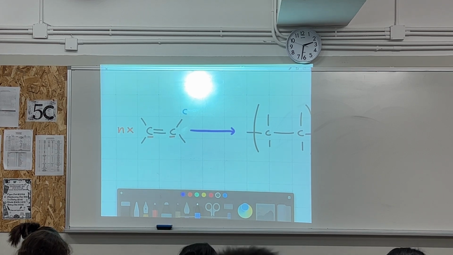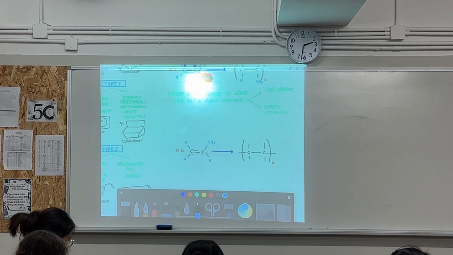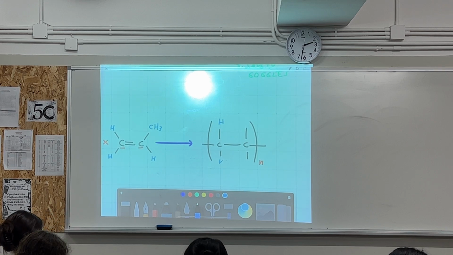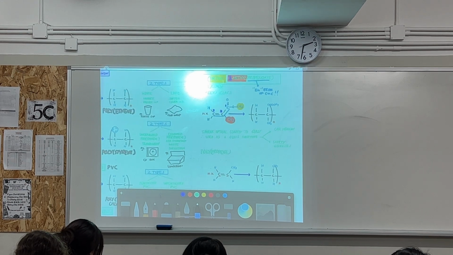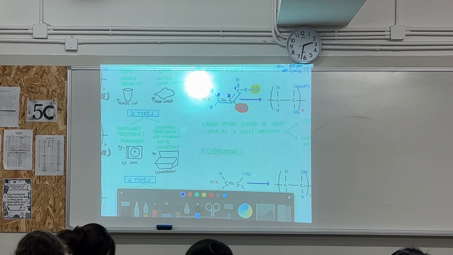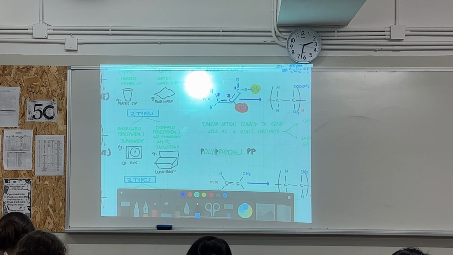And then how many H's? There should be 3 H's. And then for this C, there should also be 3 H's on it, because carbon always forms 4 bonds. Okay? Now, you straighten up the bonds, and then you get CH3 like that. So this is polypropene, or PP. So PP, the first P and second P.